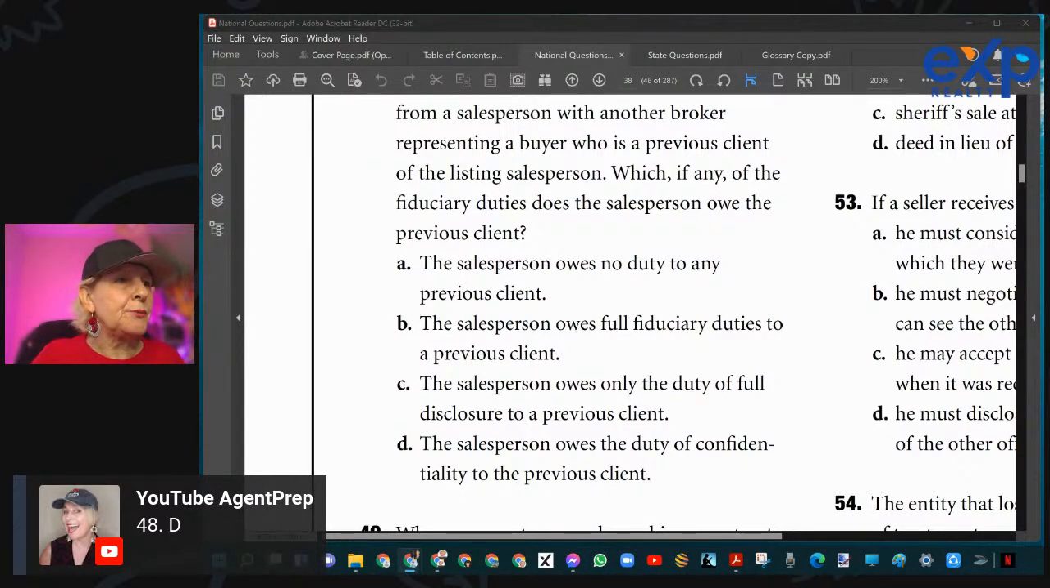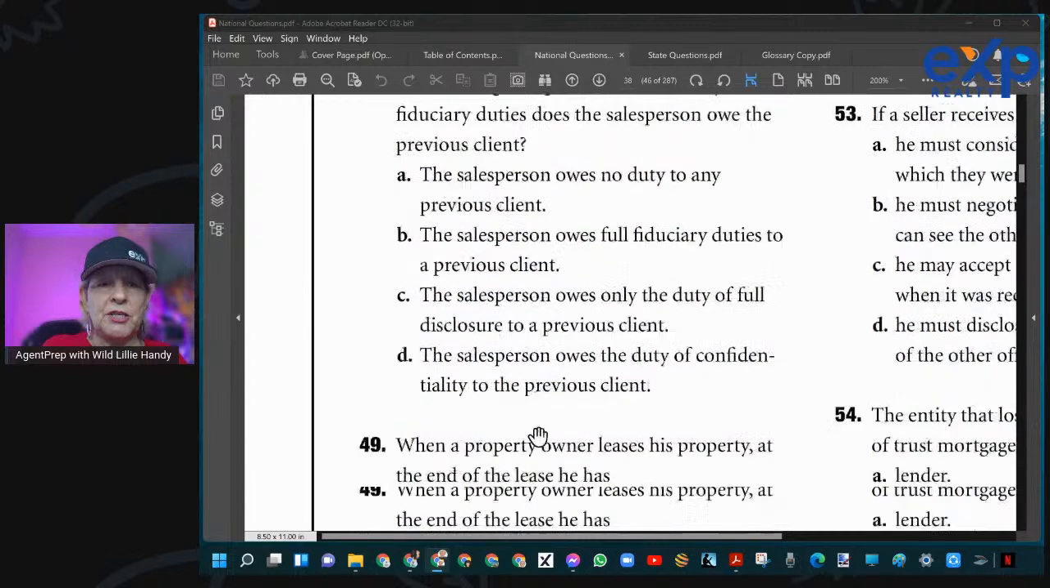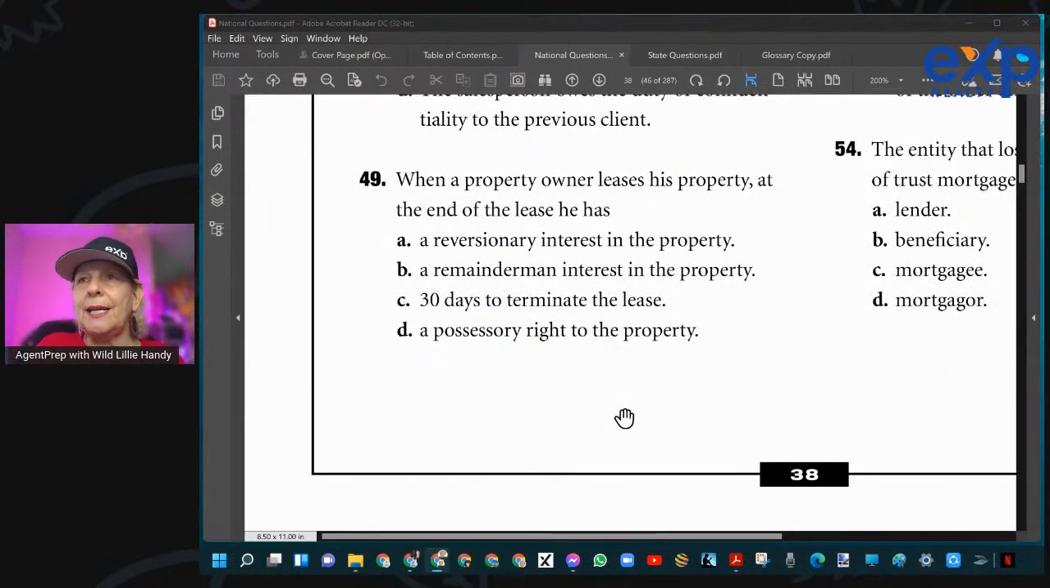Alana, please remember to type the question number and the answer when answering. That way, myself and everyone else knows which question you're referring to. Okay, question 49. Any questions on that one?